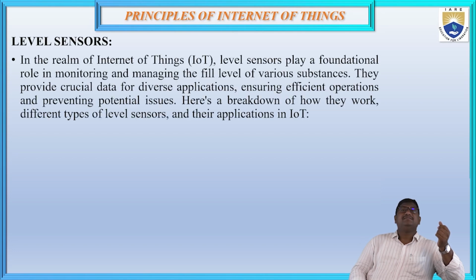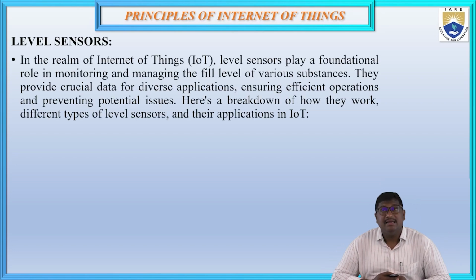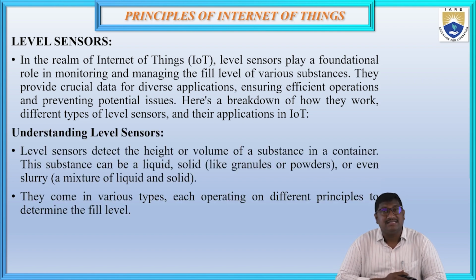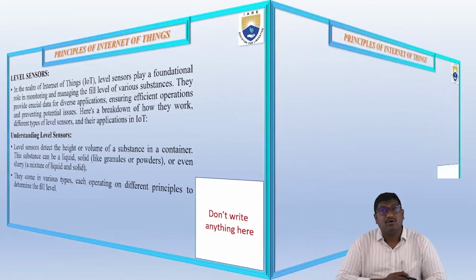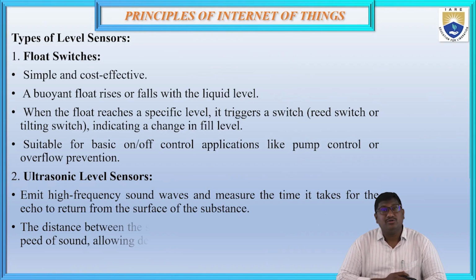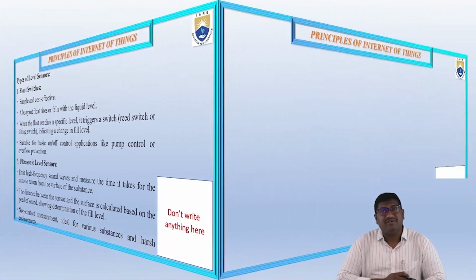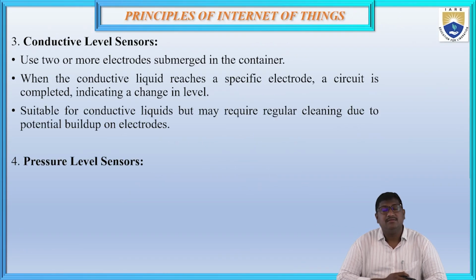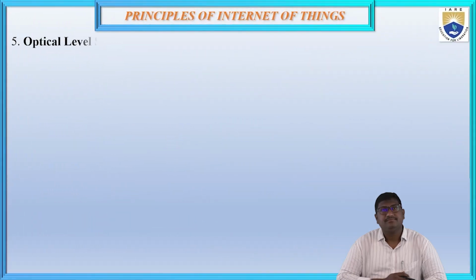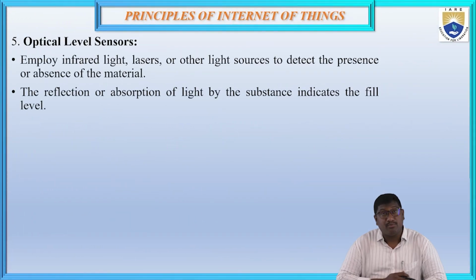And coming to level sensors, in the realm of IoT, level sensors play a foundational role in monitoring and managing various kinds of things. I will show you a breakdown of how these things function. Understanding these sensors: height, volume, and different kinds of level sensors. Floating switches and ultrasonic sensors are two different types, and also conductive and pressure level sensors. Optical level sensors employ infrared.